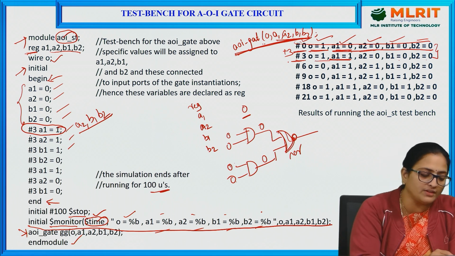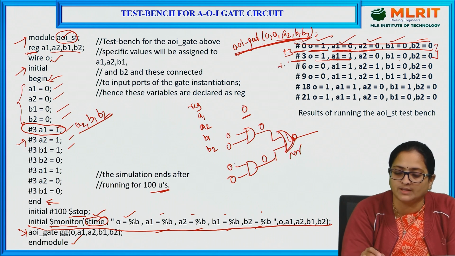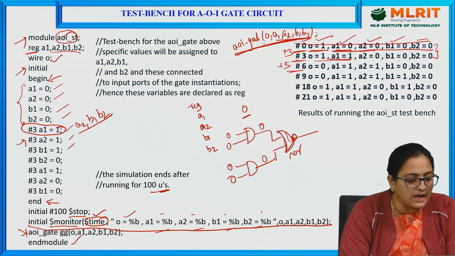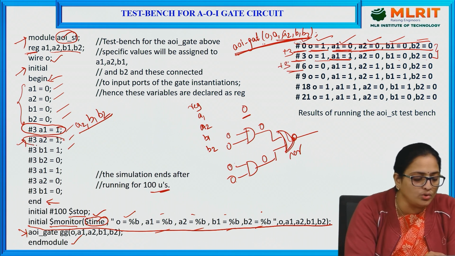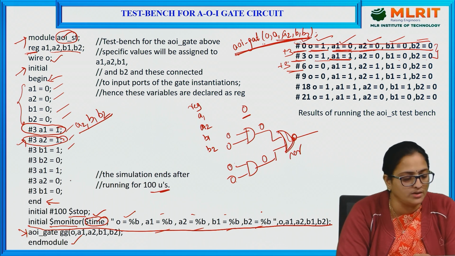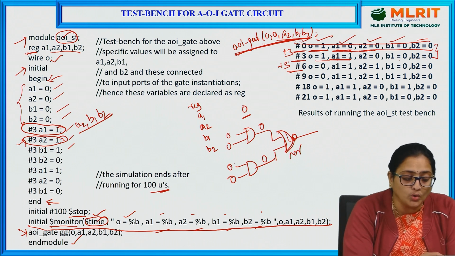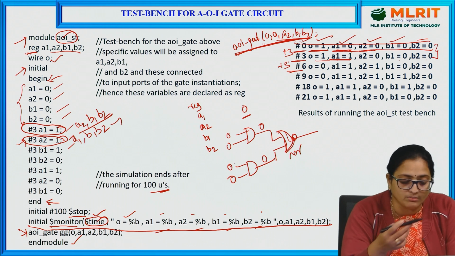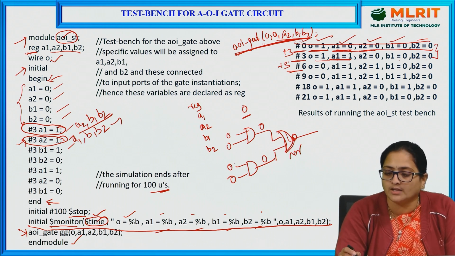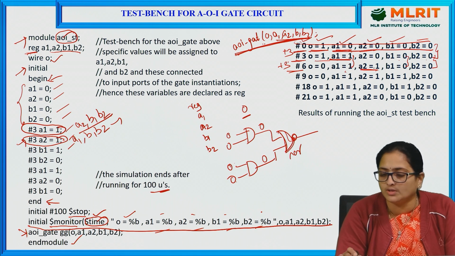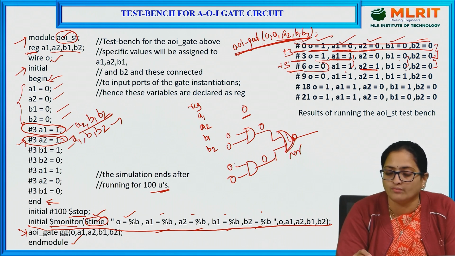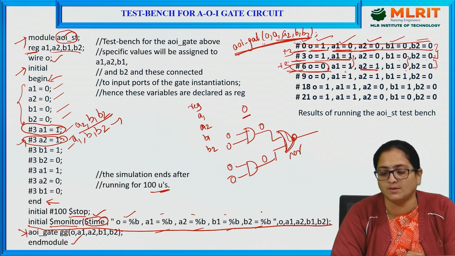Next, again after 3 time intervals, that's 3 plus 3, the 6th time interval, I asked to change only A2, not A1, B1, B2. Here, only A2 changes; A1, B1, B2 remain with the previous values. A1 will be same, B1 will be same, B2 will be same, but only A2 changes to 1. And the combination of this provides an output of 0 at the 6th time interval.